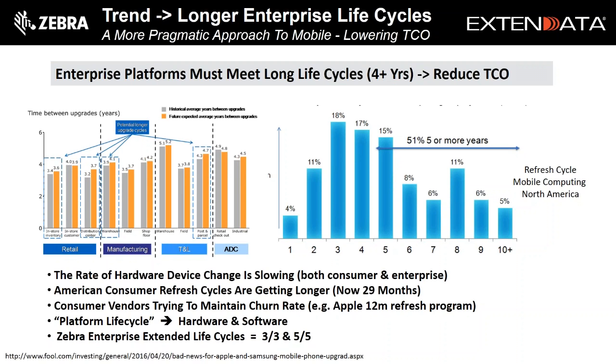So in the enterprise, what we're seeing is 51% of the respondents in this case were saying we want 5 years or more. And by the way, I think it's even further. This is about a year, year and a half old. I'd say it's even further out to the right now, where we're seeing folks saying 6, 7 years, and then even beyond that.